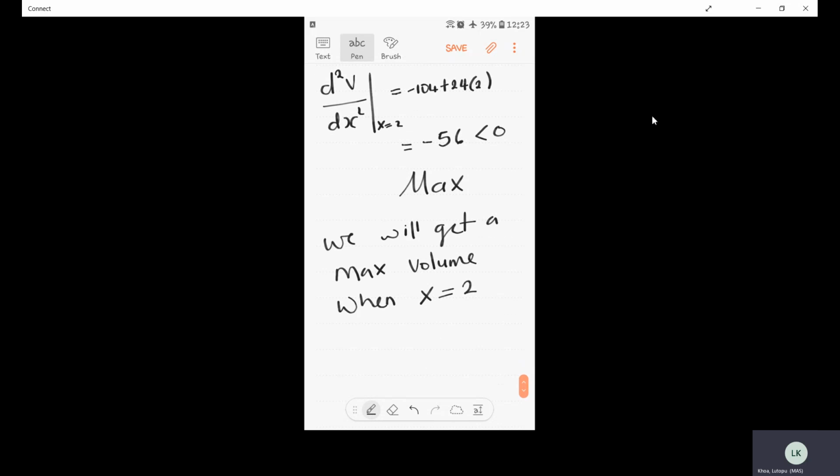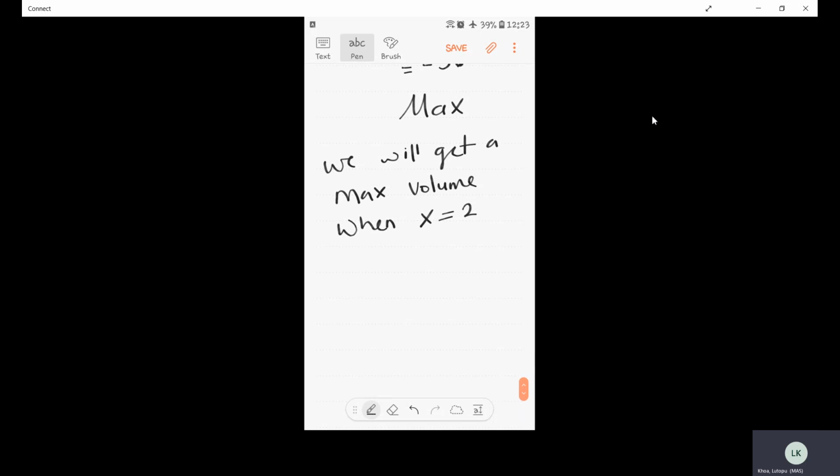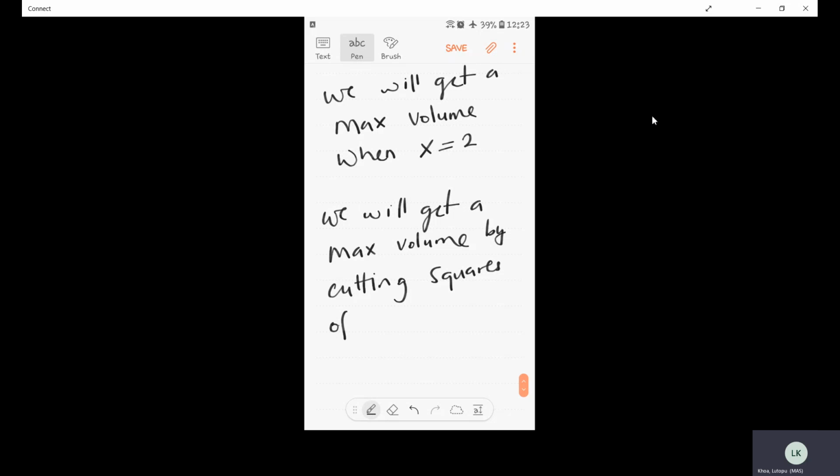Okay, so in the text it says describe how the box must be made. So you can just describe it. We will get a maximum volume by cutting squares of length 2 centimeters from the corners.